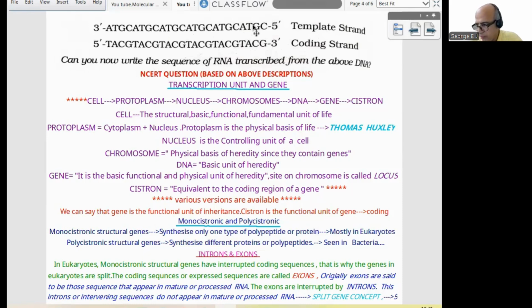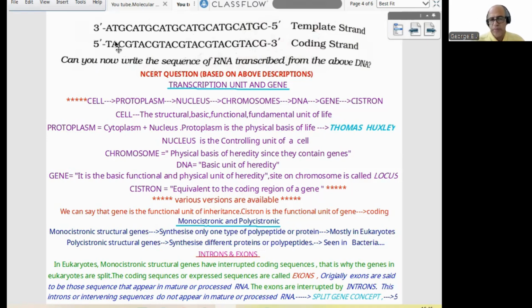So from here, RNA will be formed. Reading 3' to 5', when RNA forms, it forms 5' to 3'. This is the coding strand having thymine. Instead of thymine, you can find uracil in RNA. No other change from the coding strand. That is why the name coding strand came, even though it will not code.